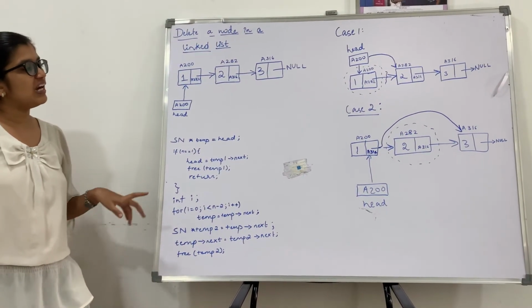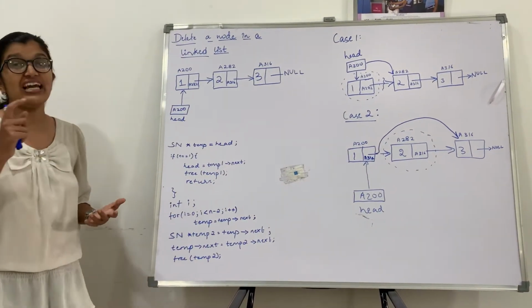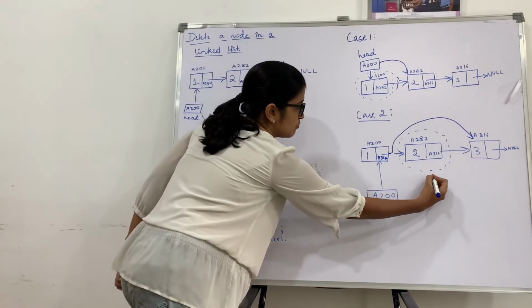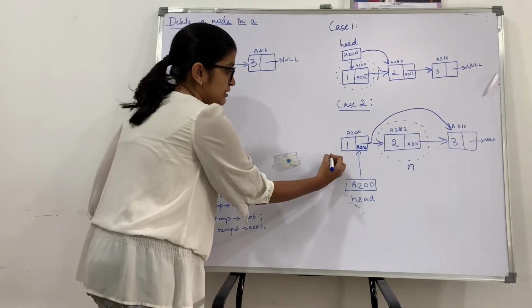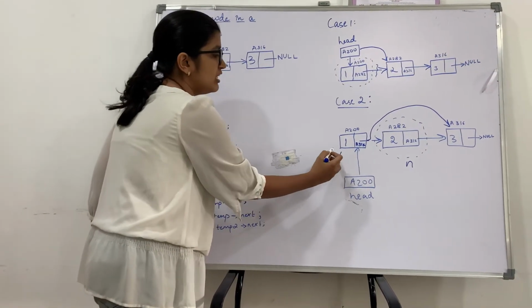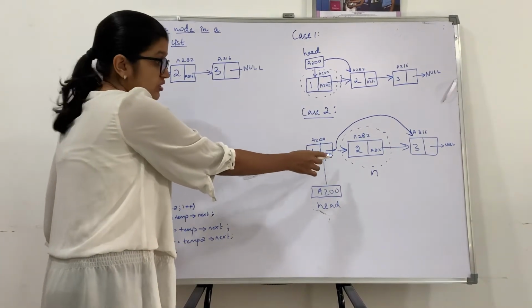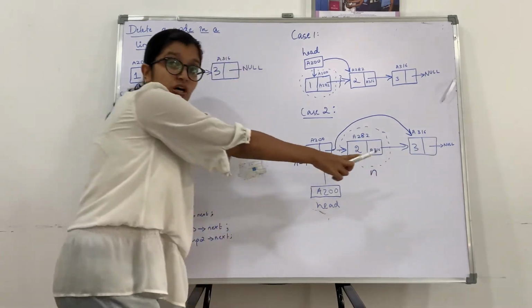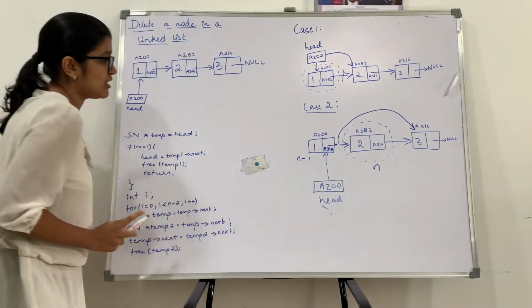Over here, we first have to traverse the linked list and go to the position of the n-1th node. Let us say this is the nth node that has to be deleted. We have to go till the n-1th node, which will be this node, and then make sure the n-1th node's pointer, the address variable stored over here, is that of the n+1th node. That is, we have to make sure that the n-1th node points to the n+1th node.